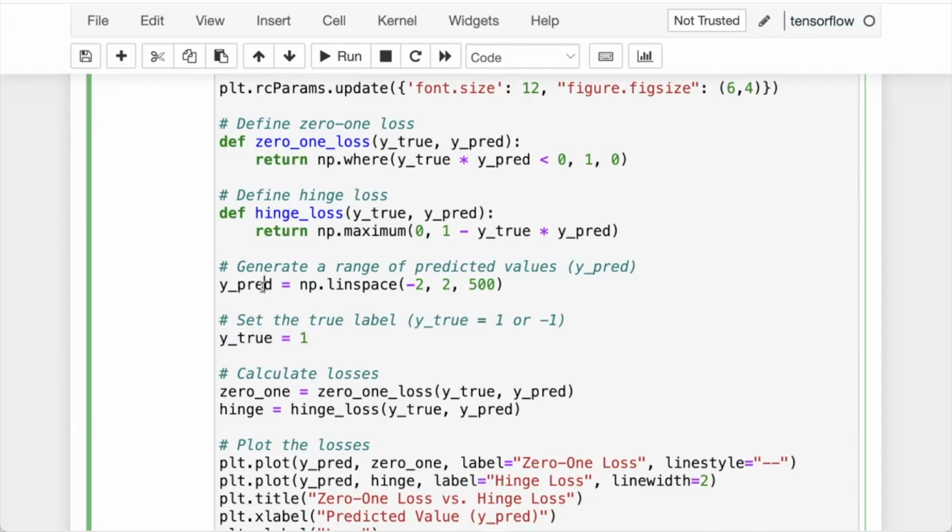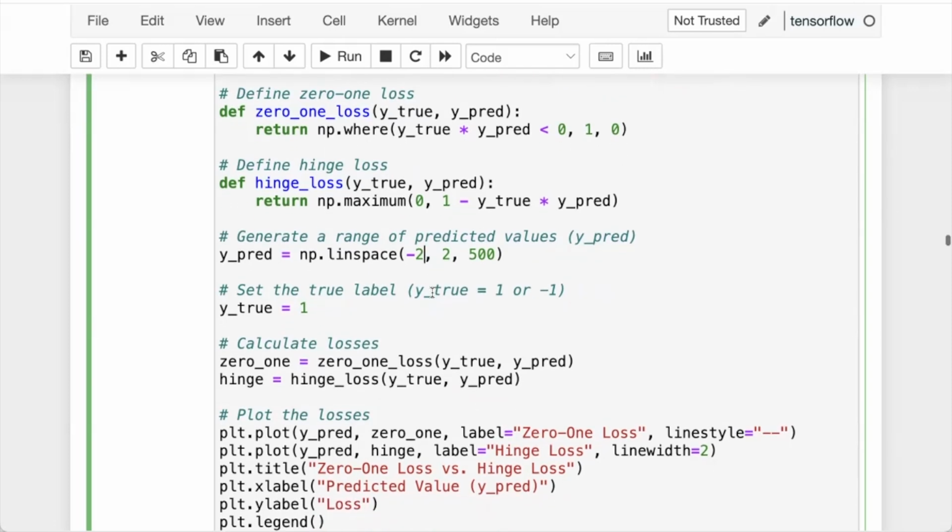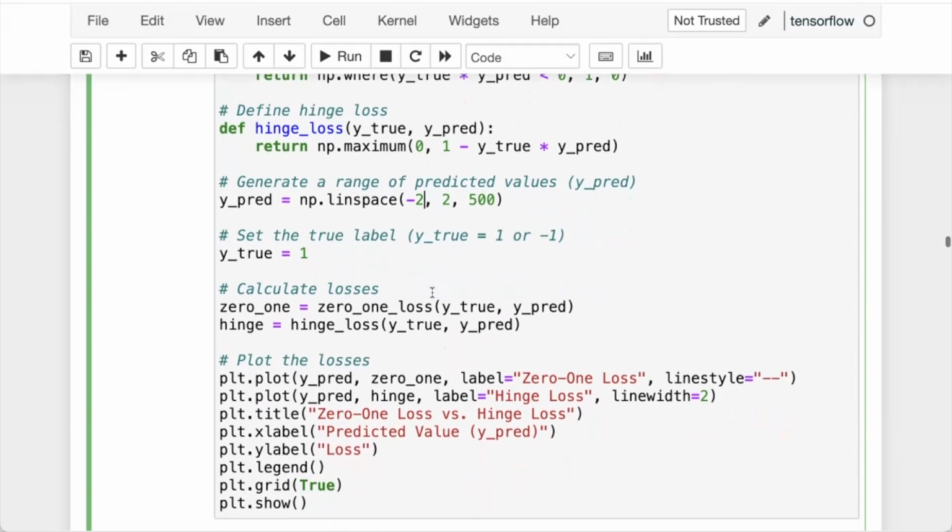And then for y pred, I assume that it's somewhere from -2 to 2, and we use 500 equally spaced points between the two. Obviously you can choose any range you want here, if you want, for example, -4 to 4, or -10 to 10. But in this case, right now we have this, and you're more than welcome to experiment with the code. And everything should work here when you run this cell.